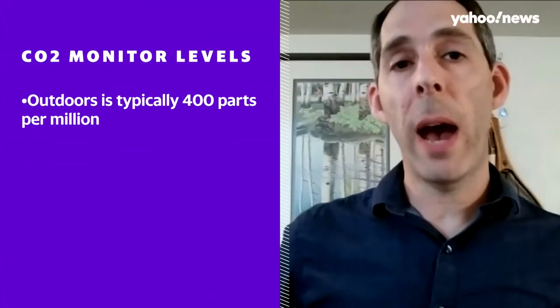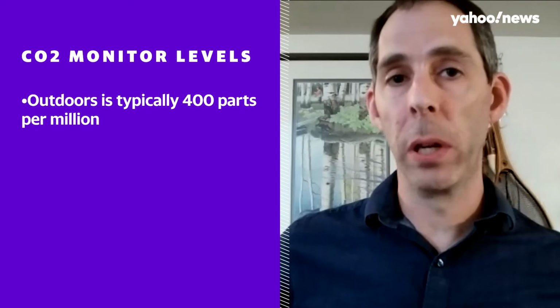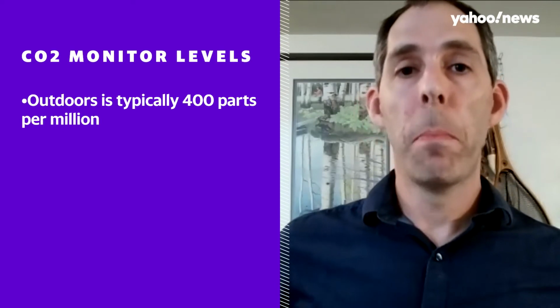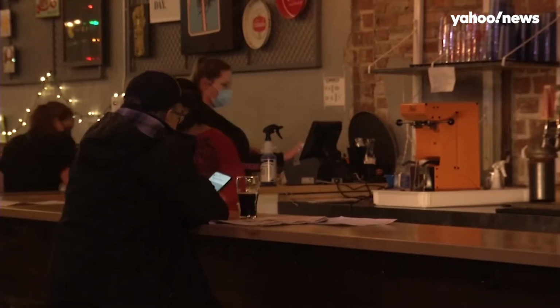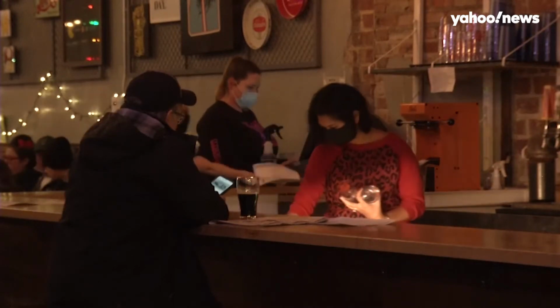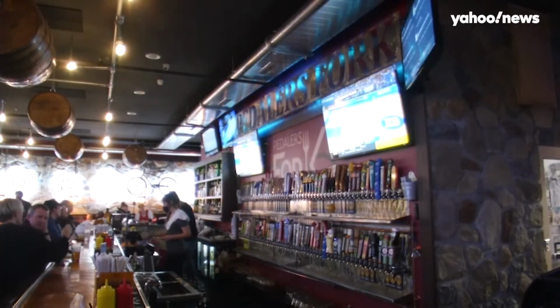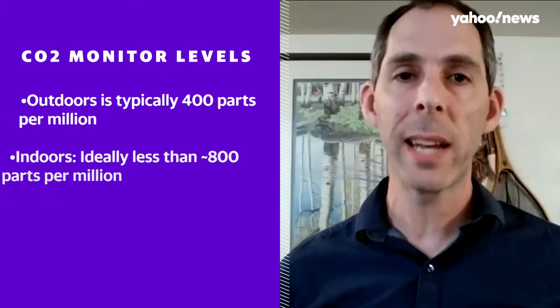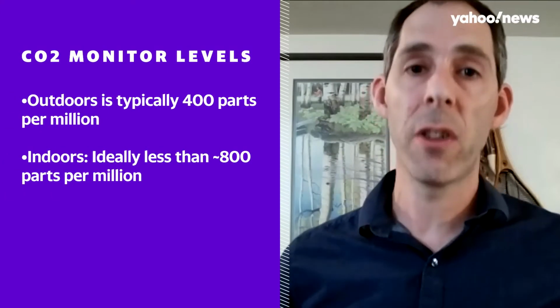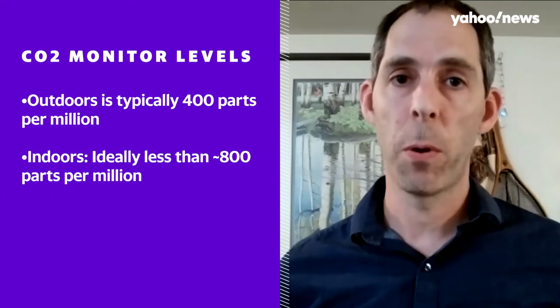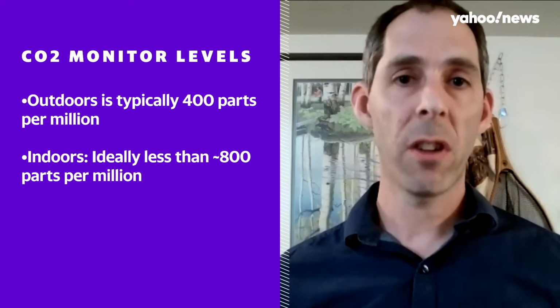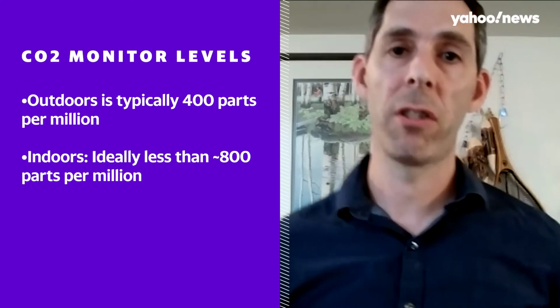So CO2 outside is about 400 parts per million. And so anytime it goes above that inside, it's because people are breathing out and it's starting to build up in the room. But the higher it gets, the more risky it gets, because that means aerosols also building up. And so we'd like to keep it less than 600, ideally, less than 800 parts per million is good. Once it starts to get above that, the risk just starts to increase.